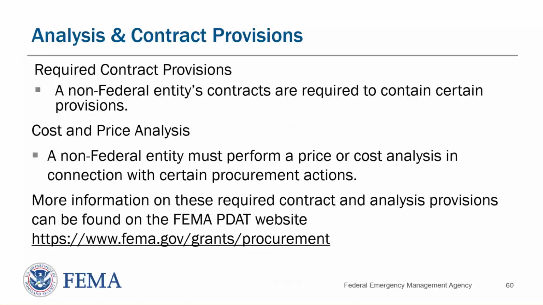Another consideration to have is required contract provisions. There are certain things that you have to build into your contract. So the non-federal entity must include certain provisions, and then you have to do a cost and price analysis. So making sure that there are reasonable costs within that contract. So you must perform either a price or a cost analysis in connection with certain procurement actions, depending on what you're procuring. And I know that's kind of vague, but it is something connected with compliance.